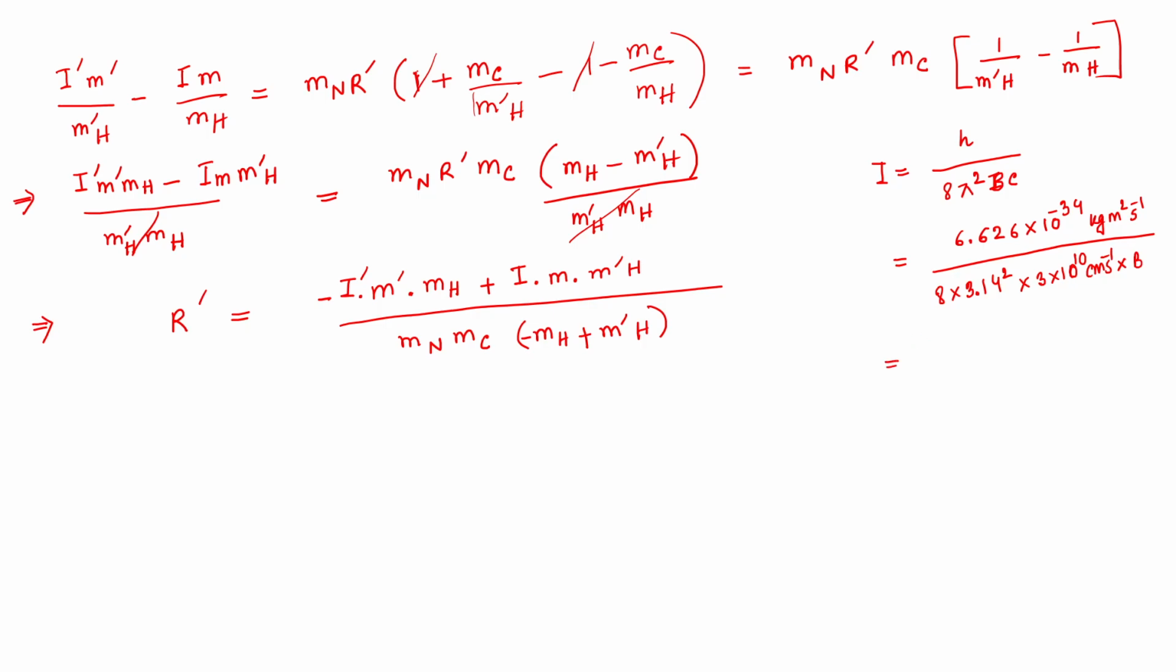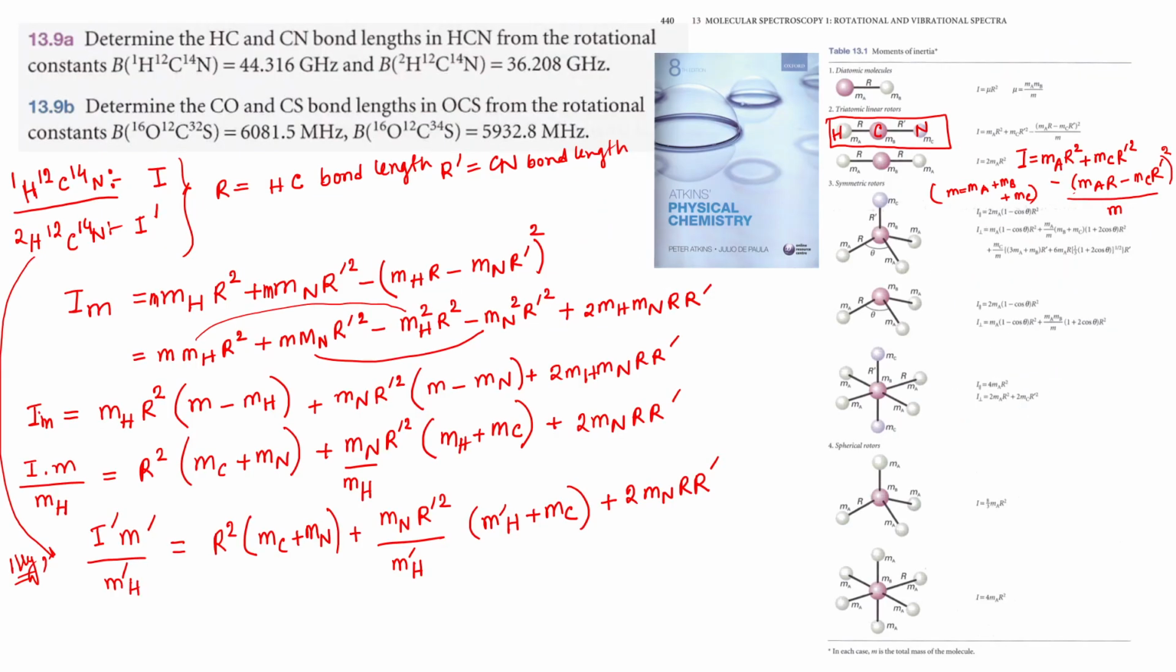So I'll just calculate the other part. 6.626 into 10 to the power minus 34 divided by 8 divided by 3.14 square divided by 3 into 10 to the power 10, that is 2.8 into 10 to the power minus 46 kg meter square, by 1 centimeter inverse into B. B is different for the two different molecules, right?